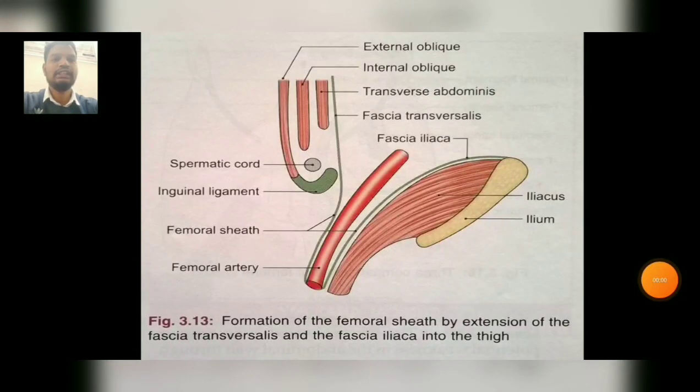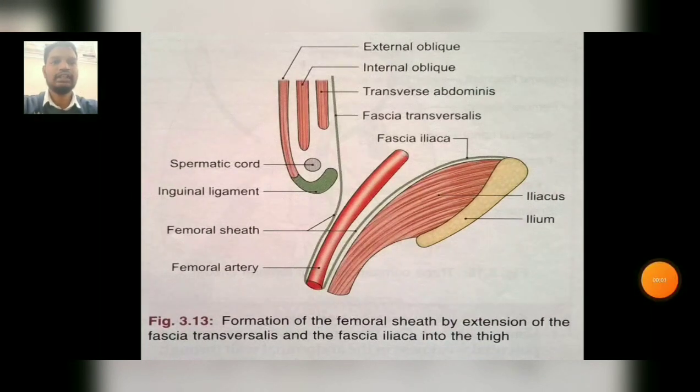As you see in the diagram, this diagram represents the formation of the femoral sheath by extension of the fascia transversalis and the fascia iliaca into the thigh. There are the external oblique and internal oblique muscles along with some transversus abdominis fibers, and there is the spermatic cord along with the inguinal ligament. The femoral sheath covers the femoral artery and lies upward to the iliacus and the ilium bone.